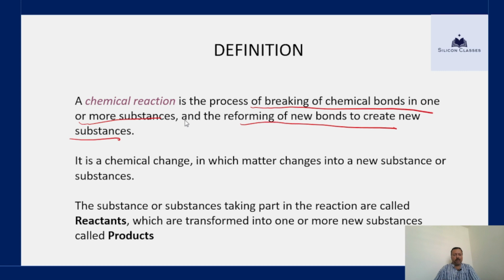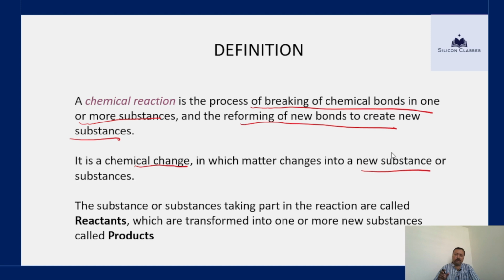Breaking of chemical bond in one or more substances and reforming of new bonds to create new substances. It is a chemical change, not physical change, in which matter changes into a new substance or new substances. Here, in the left-hand side, we are mentioning the reactant. One or more reactants will react with each other to form a new compound, which is called the products.